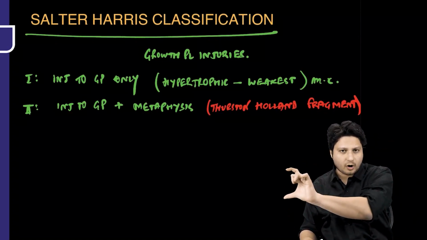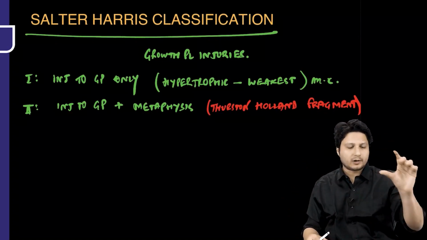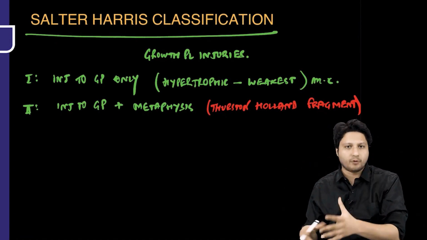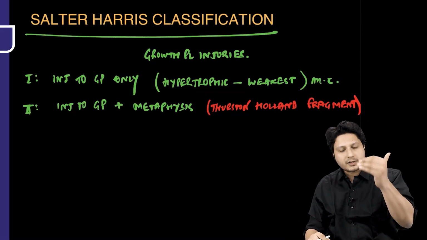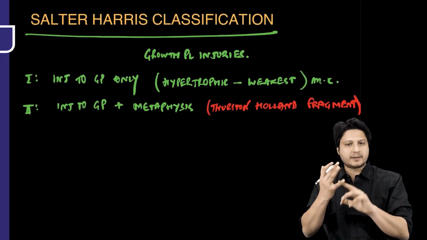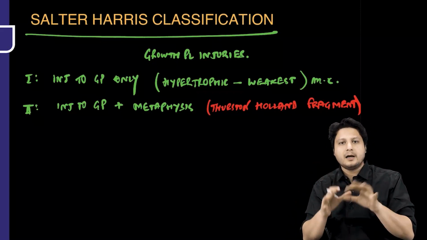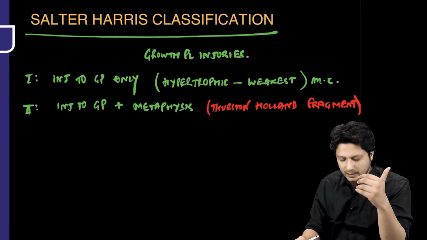Thurston-Holland fragment is a feature of, and you are provided with 4 options: Salter-Harris type 1, type 2, type 3 or type 4 injury. So what is the answer? It is a feature of type 2 injury. Then second, Thurston-Holland is a metaphyseal, epiphyseal, diaphyseal or a growth plate fragment. The answer for that question is that it is a metaphyseal fragment.